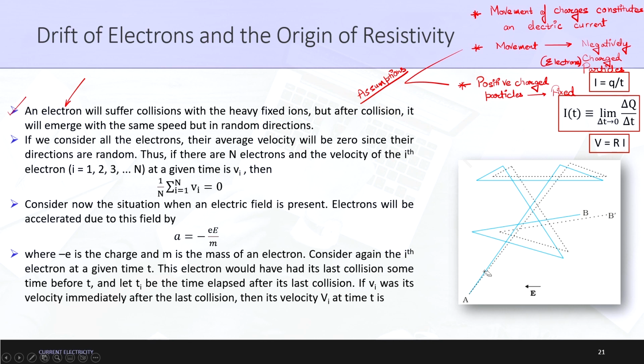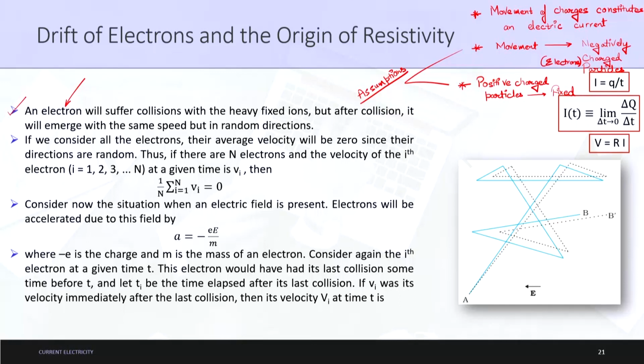Okay. So if we consider all the electrons, their average velocity will be 0. Quite evident. This was also proved in the previous slides, because the directions are being changed and these are vectors, the summation of all the vectors is nothing but 0. So if we consider all the electrons, their average velocity will be 0 since the directions are random, quite evident.